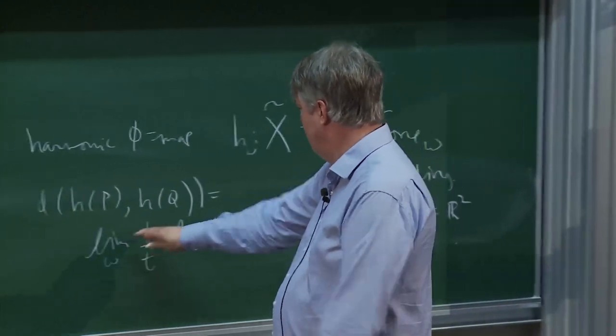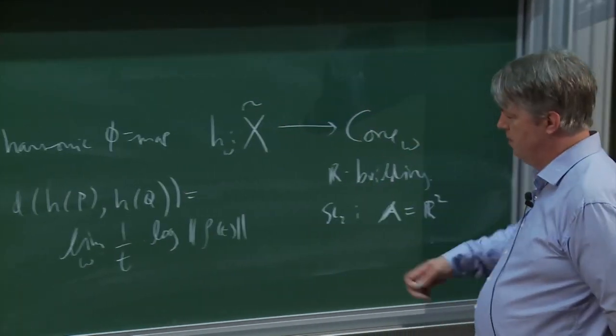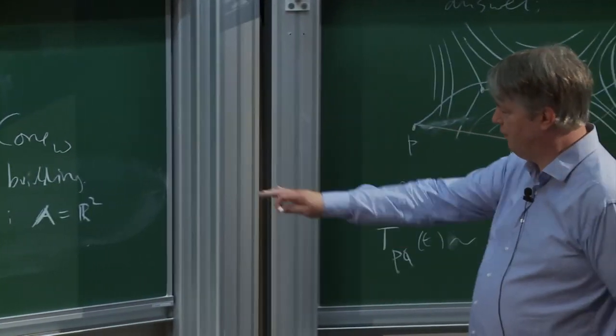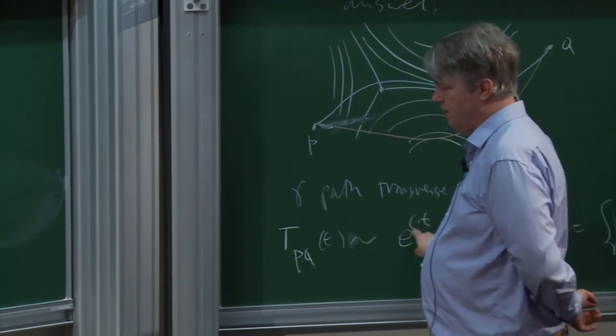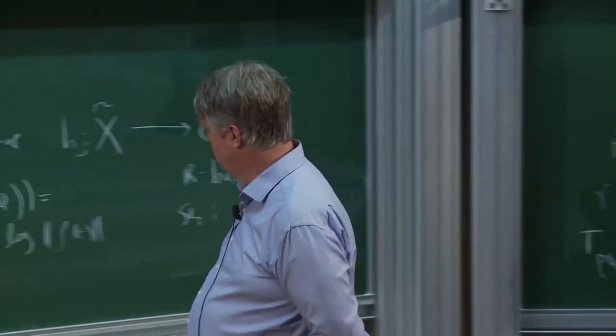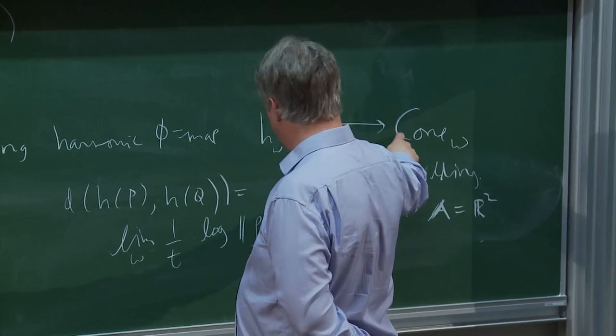then the ultrafilter limit might be different from the lim sup, for example. But, you know, it's roughly speaking some good approximation to the WKB exponent. This is just the distance in this building.